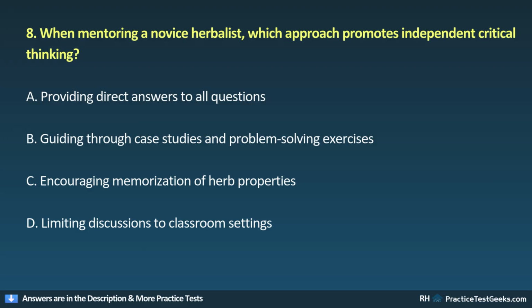8. When mentoring a novice herbalist, which approach promotes independent critical thinking? A. Providing direct answers to all questions. B. Guiding through case studies and problem-solving exercises. C. Encouraging memorization of herb properties. D. Limiting discussions to classroom settings.